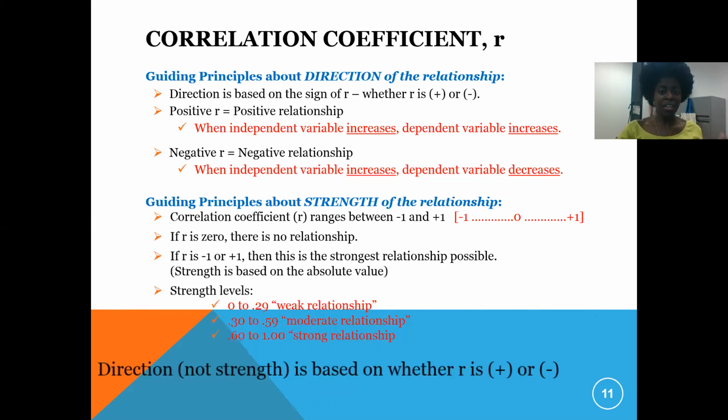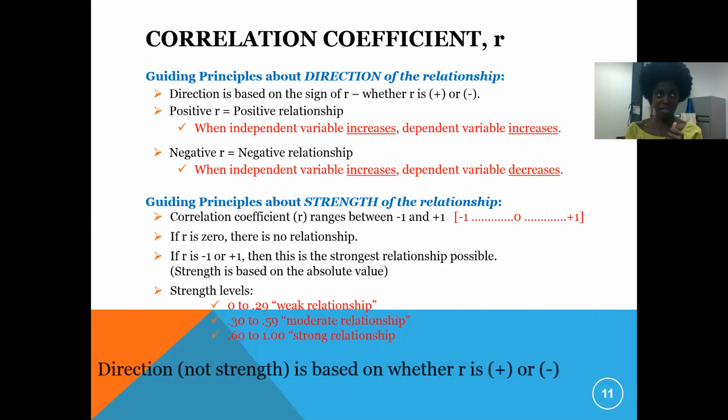And then -0.31, moderate. Positive 0.29 is weak. -0.30 is moderate. Who cares if it's negative? The strength of the relationship is moderate, so it's stronger than a relationship that's 0.29, right? Because the absolute value of that number is higher. 0.30 is higher than 0.29.